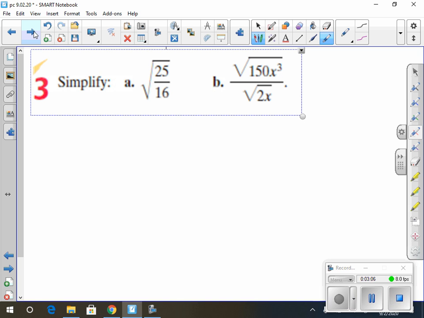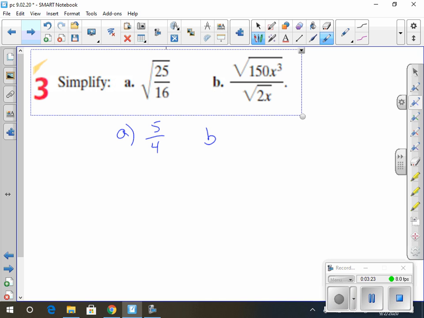All right, we've already seen this a little bit. Part A, we can simply just take the square root of 25 and the square root of 16 is 4 and leave it like that. Leave your fractions as improper fractions. That's okay.